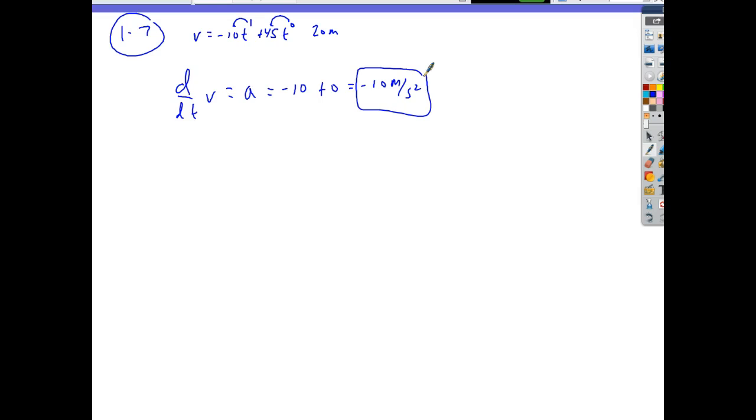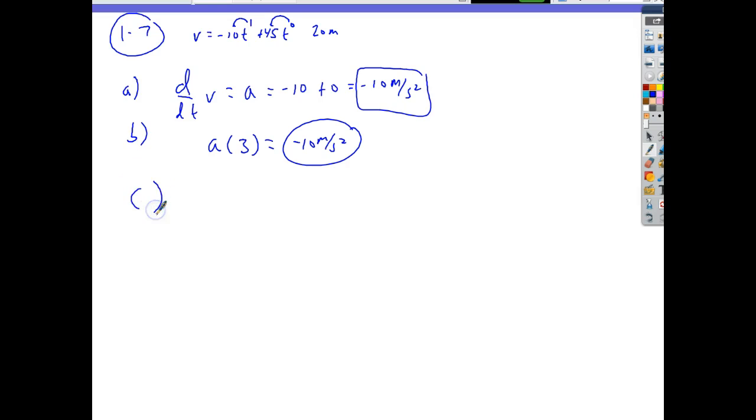Now it says, what's acceleration 3 seconds into the flight? Same thing, right? Because it's not changing. So my acceleration at 3 seconds, notice the notation, is negative 10 meters per second squared. That's B. C.